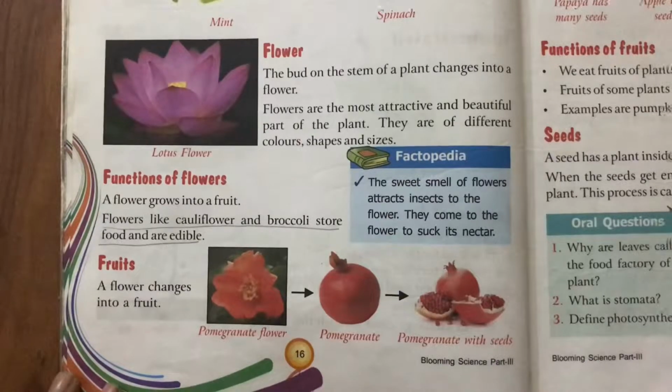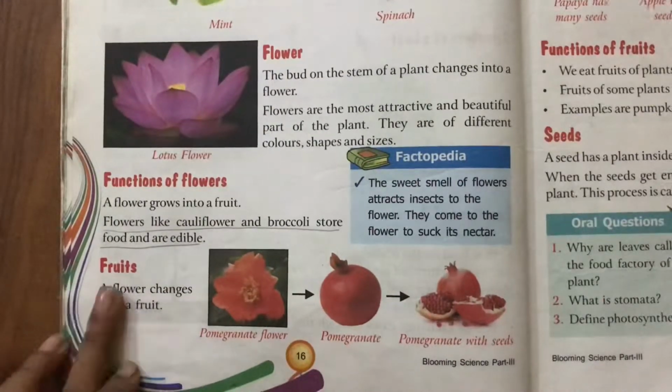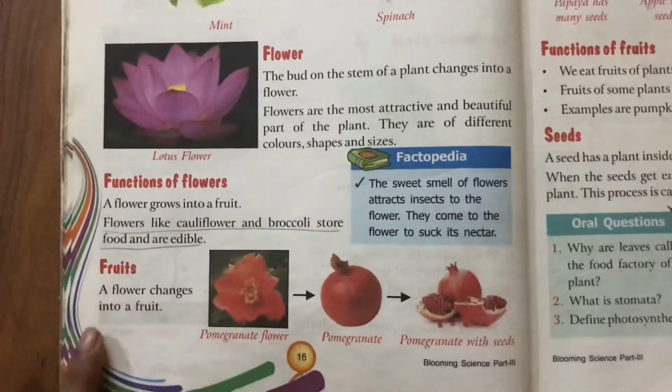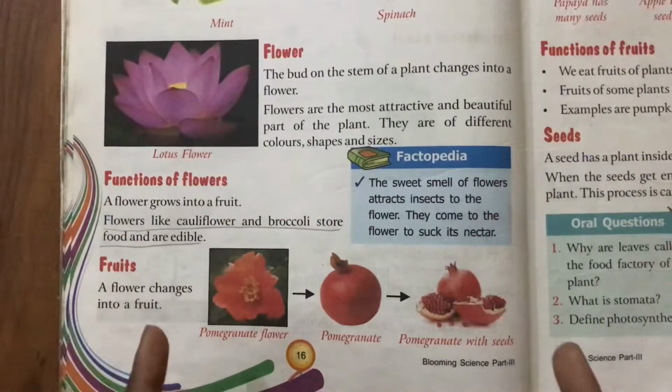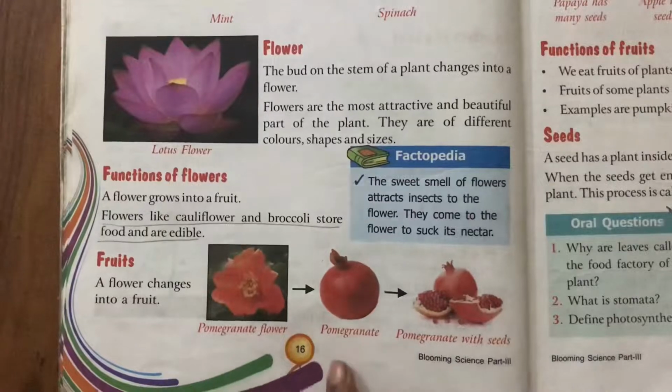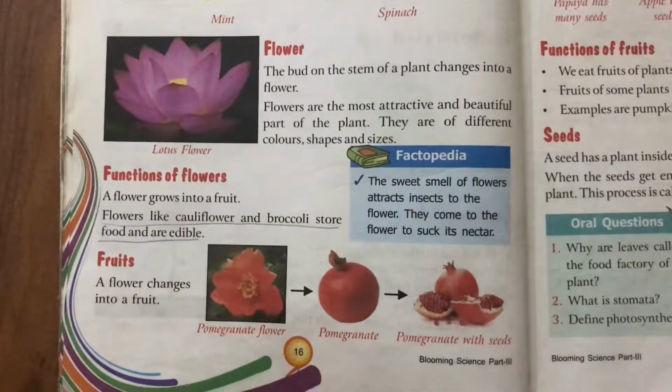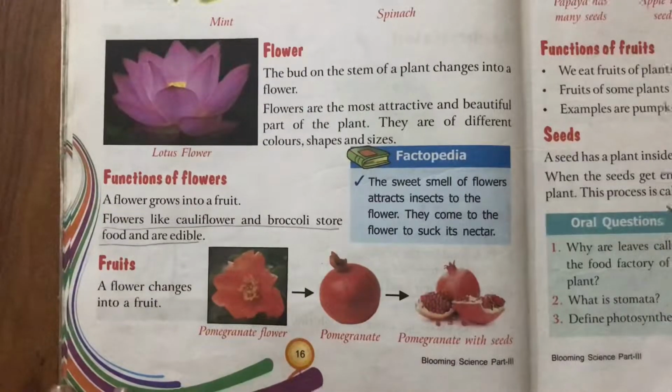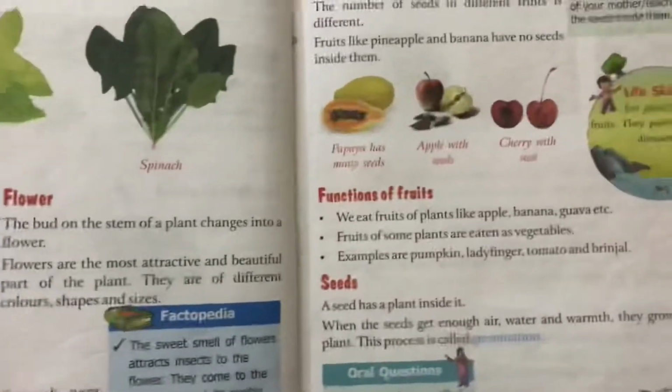Now the next part of a plant is fruits. A flower changes into a fruit, as you can see in the example. A pomegranate flower grows into a pomegranate, and a pomegranate contains a lot of seeds. It is also a fruit that we say in Hindi, anar. Okay, children. Now come on to the next page.